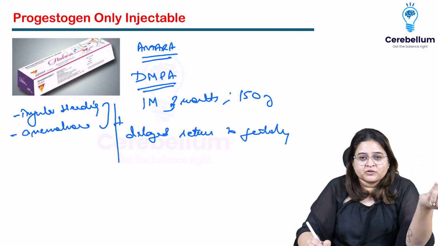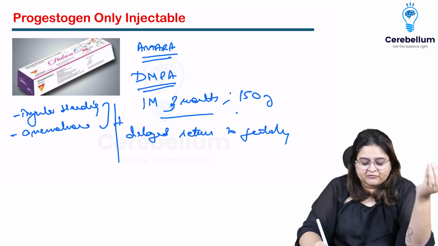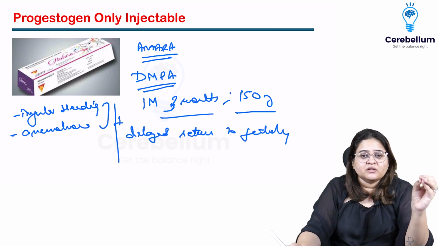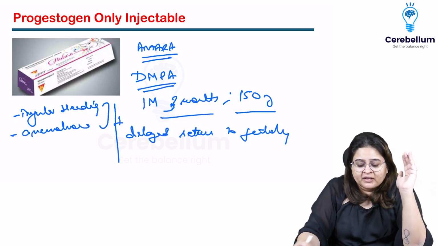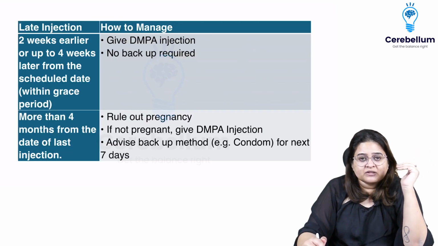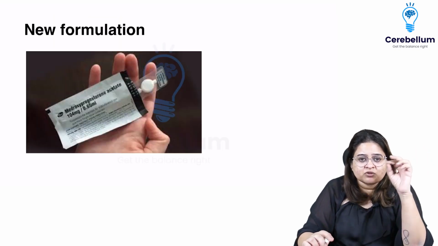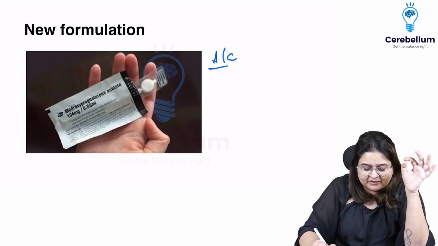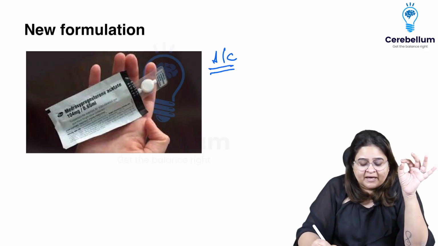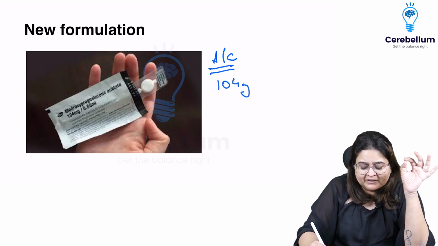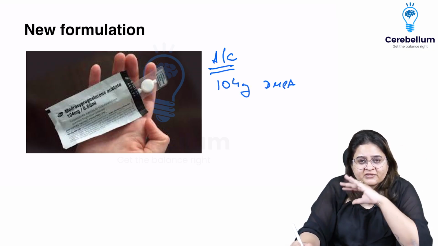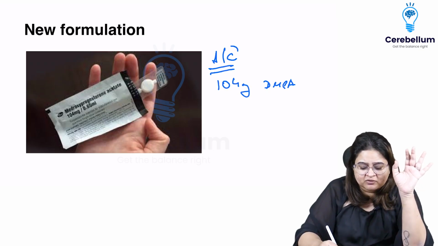So DMPA, what should you remember? Intramuscular, a 150 milligram injection is given every 3 months. Now with Antara, remember there is a new formulation. I'll just come back. There's a new formulation called subcutaneous DMPA, and this contains 104 milligram of DMPA. Otherwise, everything else is the same. The only thing is the route is different.